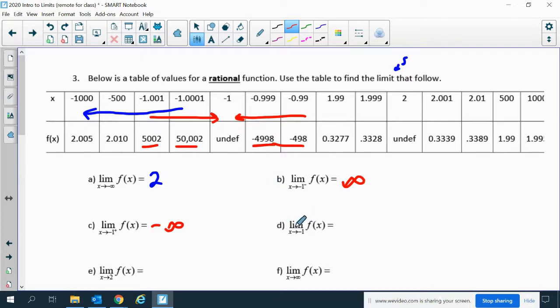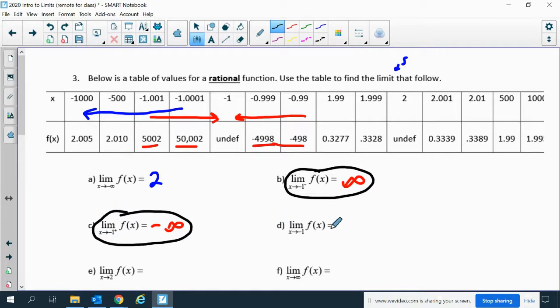So then our question is, what is the limit as x approaches -1? Well, since if we approach -1 from the left, we get infinity, and we approach -1 from the right, we get negative infinity. This does not exist. It does not exist because these two things are not the same.